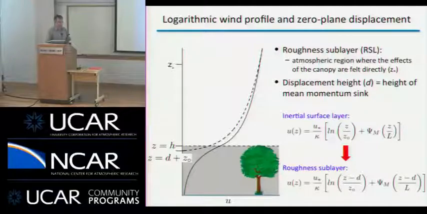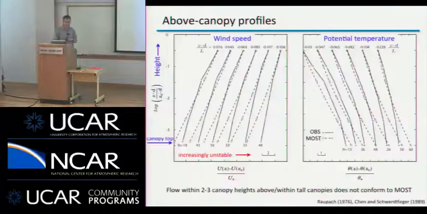And I hope today I can convince you that that is not true, and that we actually know that the wind profiles are quite distinct from that. It is nearly logarithmic aloft, but there are connections between the regions inside the canopy and those aloft that make those relationships between a flux and a gradient quite distinct.